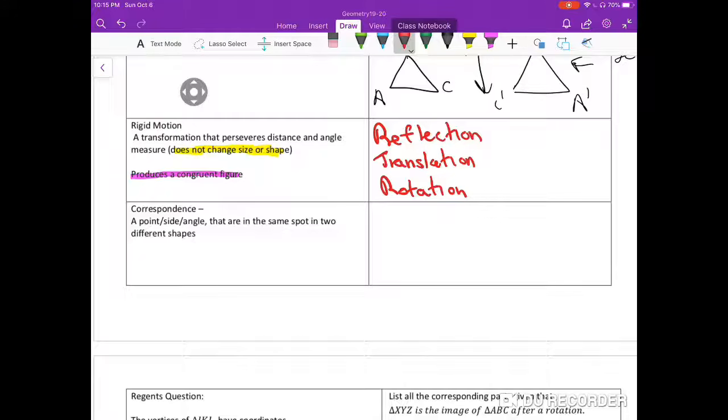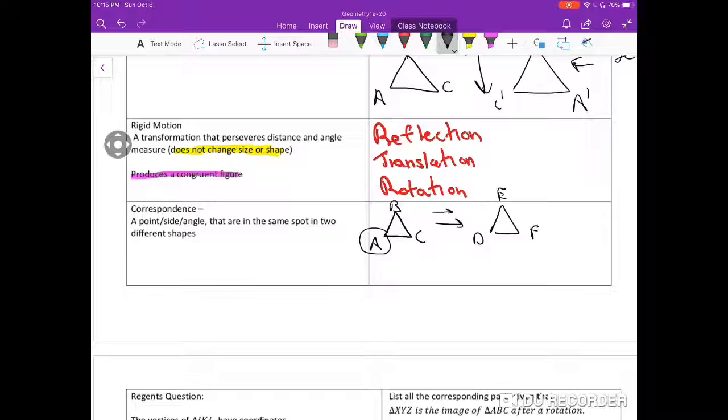All right? Correspondence, our last vocabulary word here. It's a point, side, or an angle that are in the same spot in 2 different shapes. So, for example, if I have a triangle here, let's call it A, B, and C, and I just slide this figure to the right, and I make a new figure called D, E, F. The corresponding parts, or the correspondence, is the pieces that line up with one another. So in this case, A lines up with D, B lines up with E, and C lines up with F. You'll see that in one of the questions below when I go over it as an example, and you'll start to understand the difference.